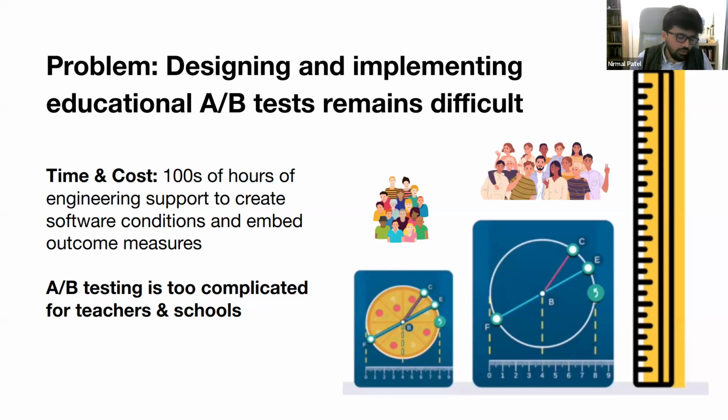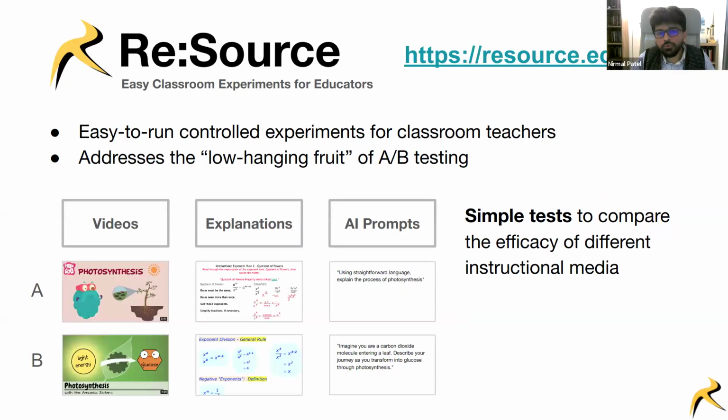And so specifically to address this challenge, we released a tool called Resource. Resource is a tool to quickly design education experiments. Our specific focus at this point is running experiments on AI tutoring experiences, where you have a prompt, and based on the prompt there is a chat session, and we're trying to optimize which chat session is the most effective one. But the system can also experiment with videos and documents.